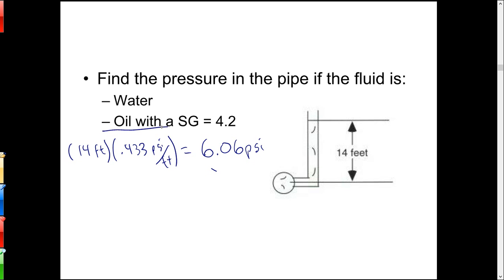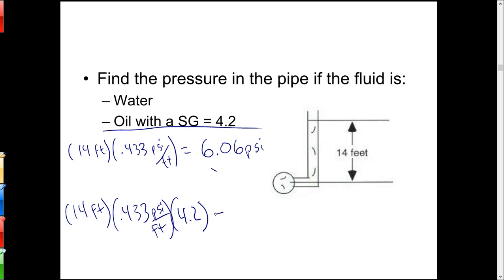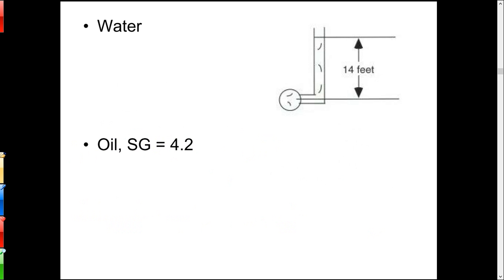So if we had an oil with a specific gravity of 4.2, you take the pressure that was caused by the 14 feet of water, and actually if you're doing this calculation from scratch, you'd go 14 feet times 0.433 psi per foot. That's for water, but then you say, okay, but this stuff is 4.2 times as heavy as water is. So on account of that, you'd get that pressure of 25.5 psi, okay? So that's how that would go. All right.